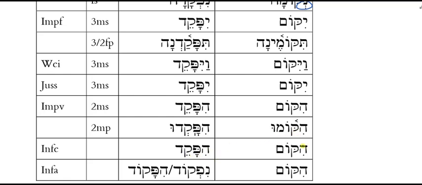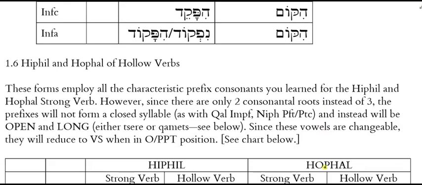Infinitive construct, hippakad. Here, hikom. Again, doubling dot in root 1. Hey with the I class vowel. That's the same. And then for the infinitive absolute, we have hippakod, and here, hikom. There's also a noon form, but we don't really see that here. It's just the hey form. Okay, so those are the nifal forms.